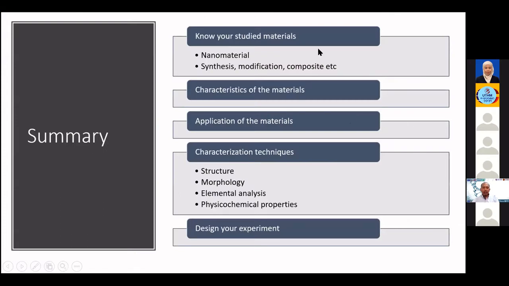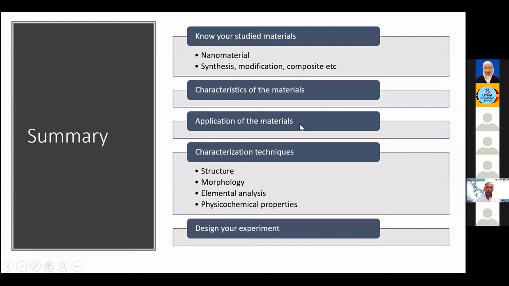So as a summary, here, characterization of materials covers nanomaterials, the application, nanomaterial synthesis, modification, and also the composite. You should know the characteristics of the materials. Each of the materials has its own characteristics. For example, zeolite, which we have studied, has a surface area, it has pores, it has an ion exchange capacity. So those are the characteristics. It is in the form of crystal rather than amorphous.